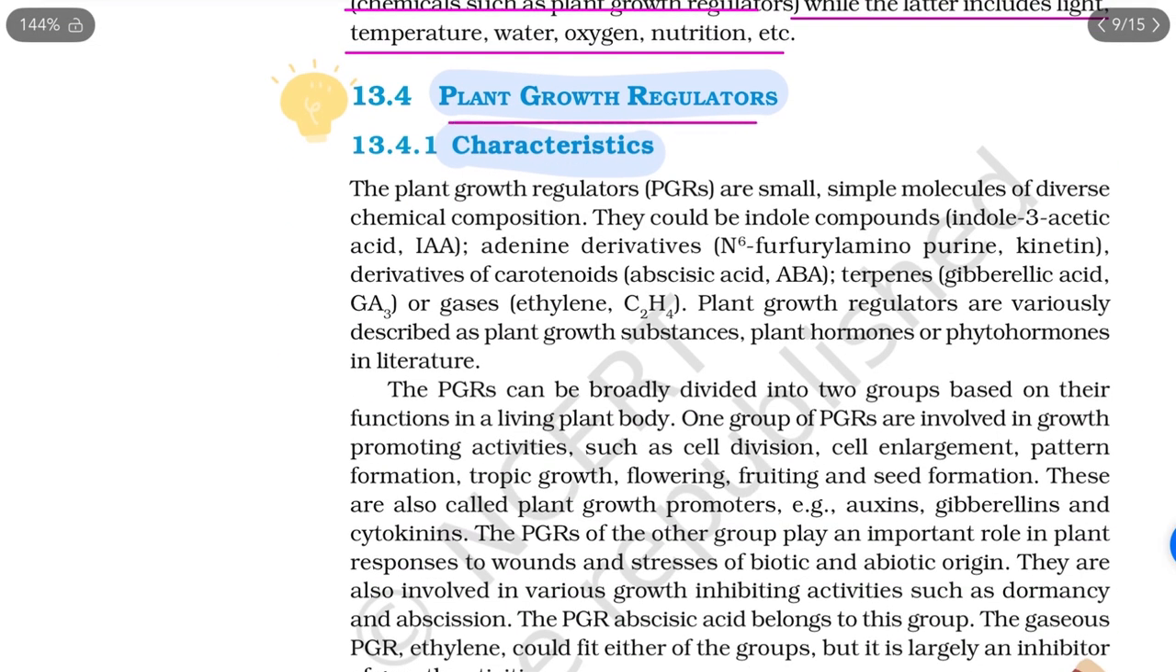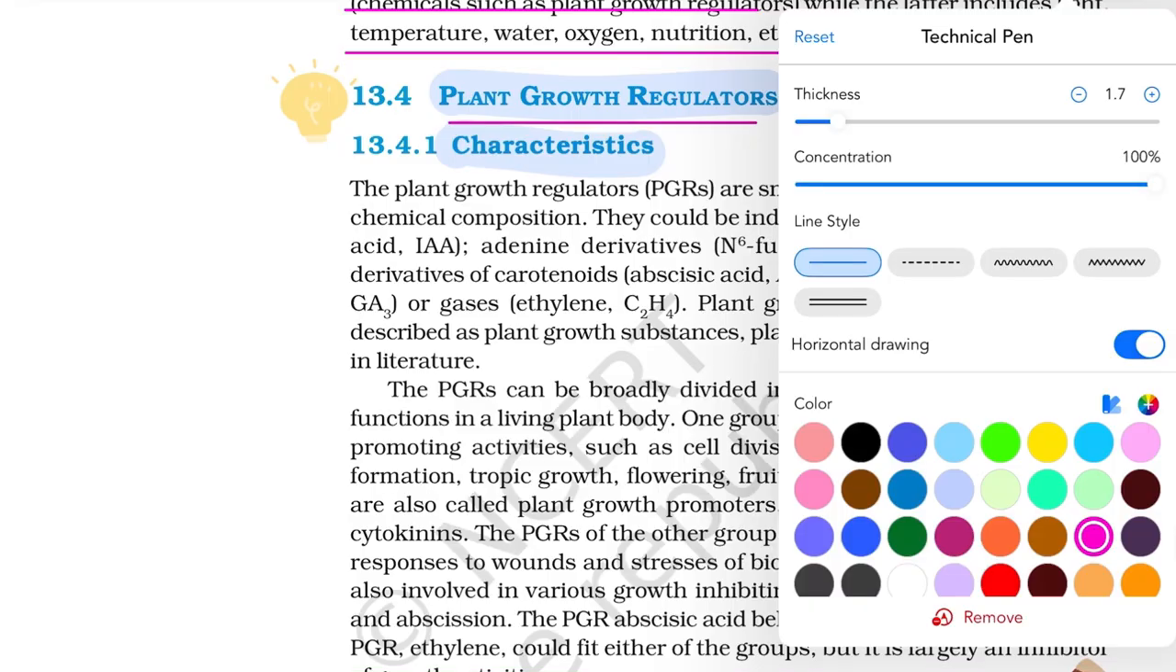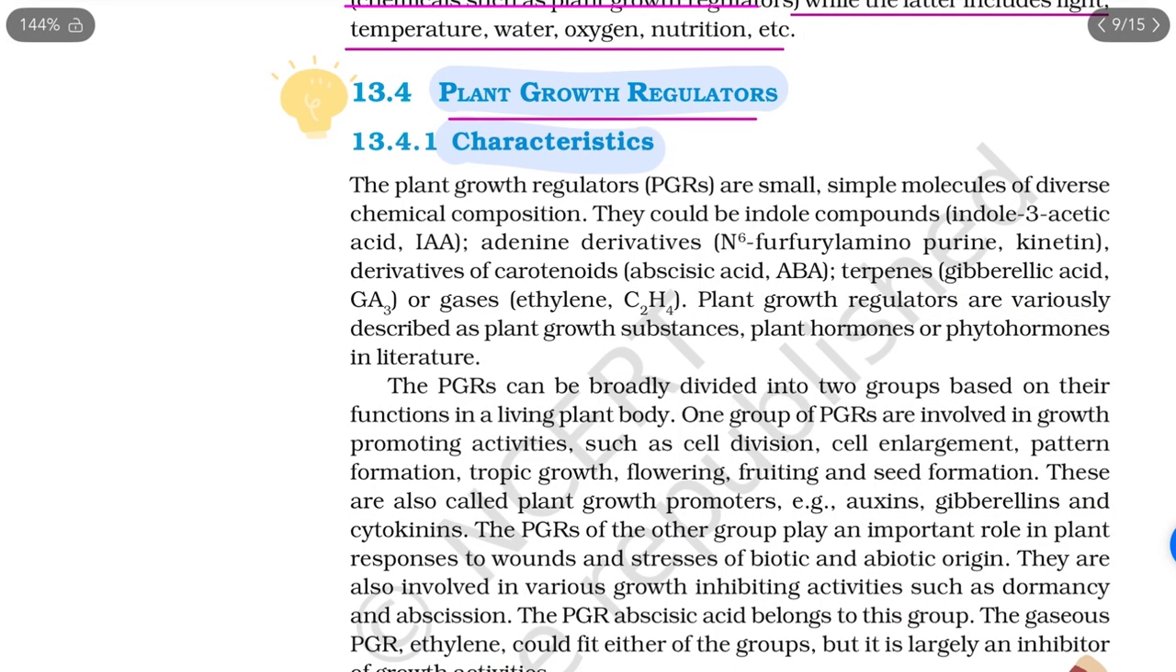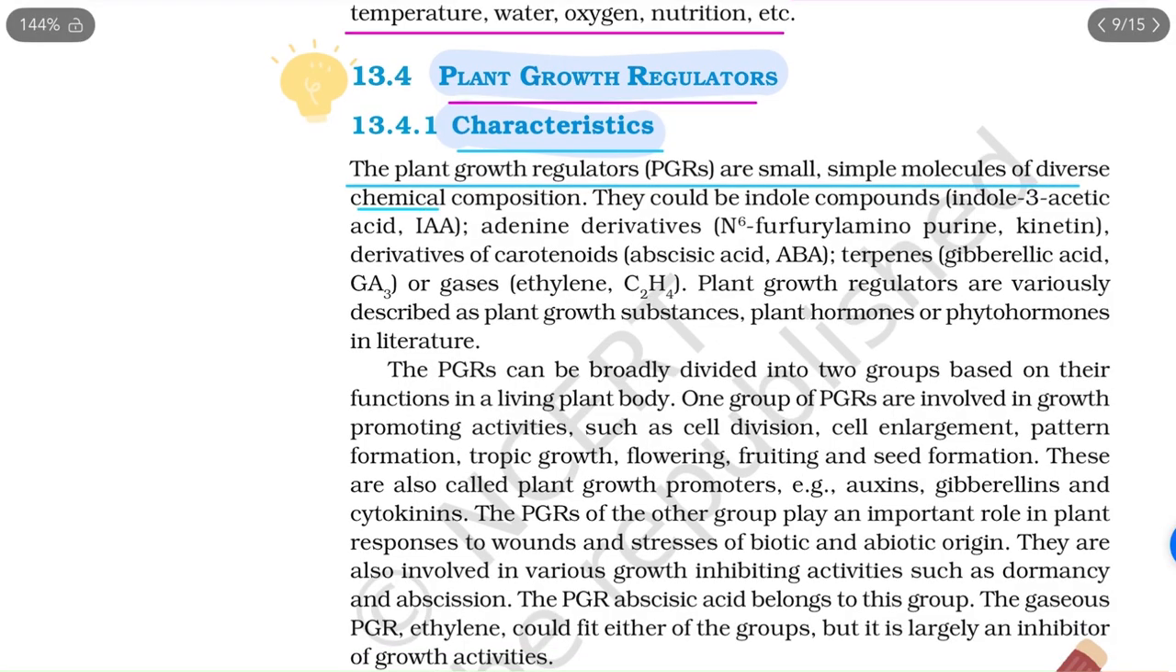Next is plant growth regulators. Characteristics. The plant growth regulators, PGRs, are small, simple molecules of diverse chemical composition. They could be indole compounds, indole-3-acetic acid, IAA, adenine derivatives, N6-furfurylaminopurine, kinetin, derivatives of carotenoids, abscisic acid, ABA, terpenes, gibberellic acid, GA3, or gases, ethylene, C2H4.